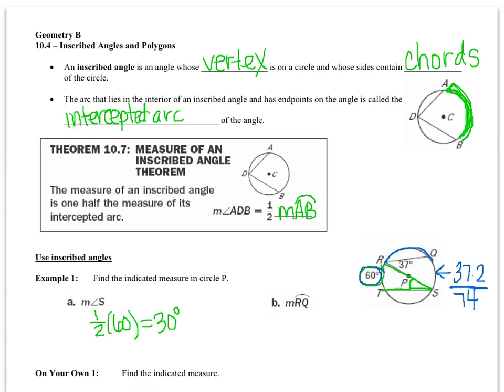But because this is a diameter right here, I know this 74 and this angle right here have to add up to 180. So I can do 180 minus my 74 degrees, and that would give me 106 degrees. So again, I use the idea that double 37 gives me 74 degrees for this arc. Because this is a diameter, these two arcs have to add up to 180 degrees.